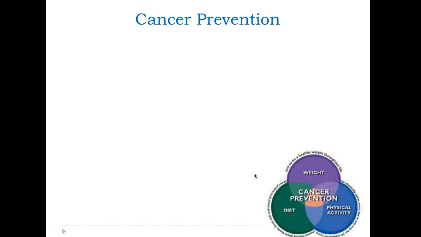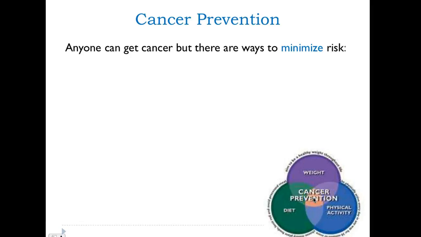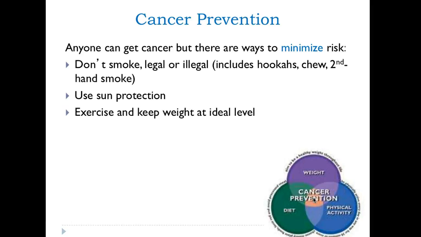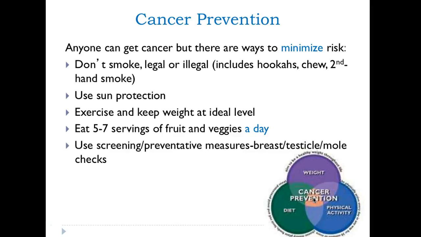Cancer prevention, basically physical activity, diet, and weight all come together for cancer prevention. So anyone can get cancer, but there are ways to minimize the risk of cancer. Don't smoke, legal or illegal, includes hookahs, chew, and secondhand smoke. Use sunscreen or sun protection when out in the sun. Exercise and keep your weight at an ideal level. Eat 5 to 7 servings of fruit and veggies a day.